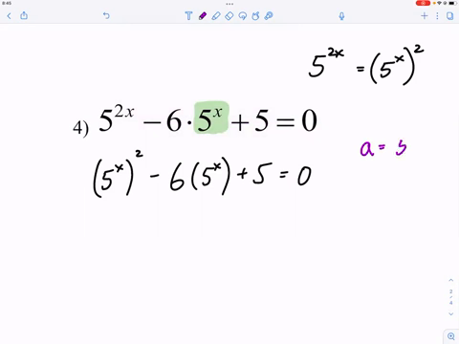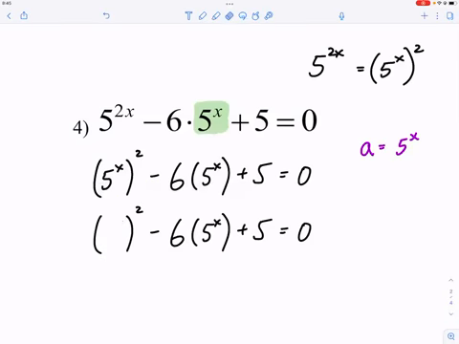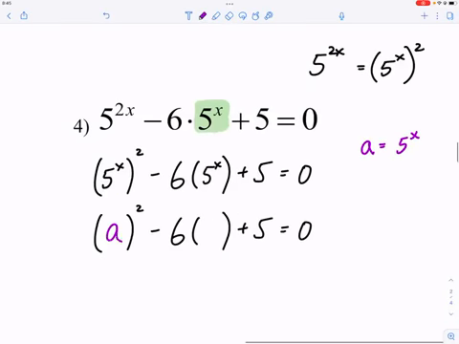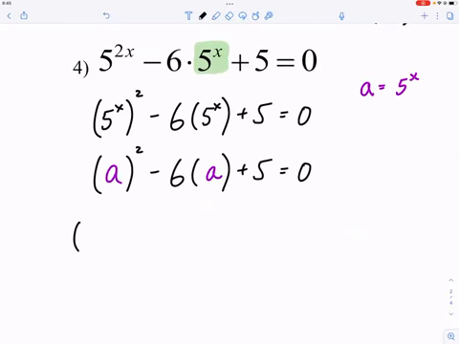So on the side, we will write this. We'll say, let's go ahead and set up a dummy variable. And let's just say a is equal to 5 to the x. So whenever we have the 5 to the x, we'll replace it with a. So now we're asking, hey guys, if you have a squared minus 6a plus 5, would you know how to do it?